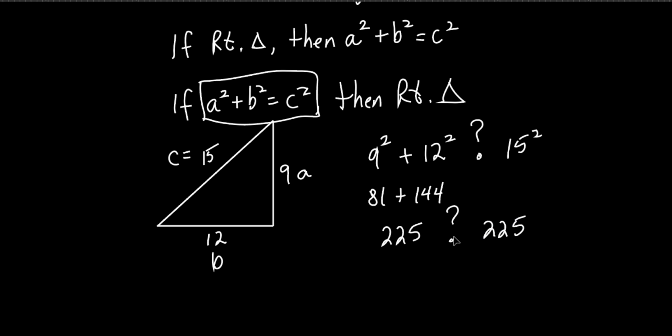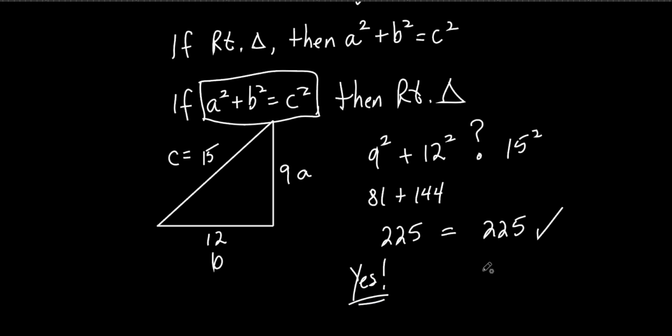So are they equal to each other? I can get rid of the question mark now. I can say they're equal. I'll put a little check mark. And what is the question? The question says, is this a right triangle? So is it a right triangle? Yes. It's a right triangle.